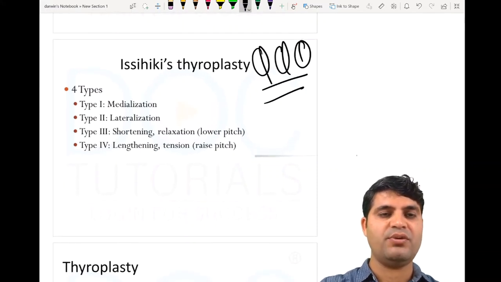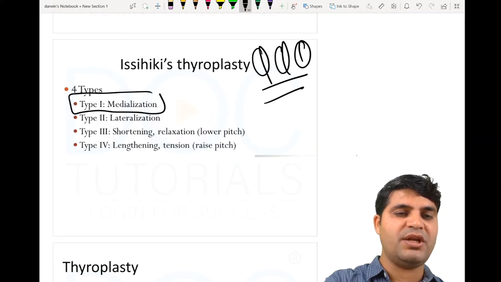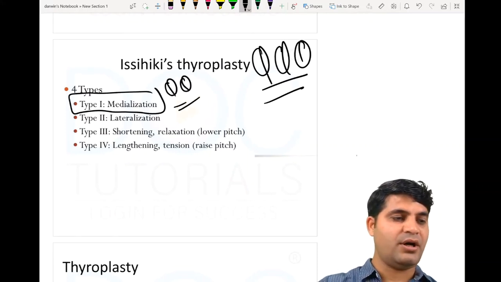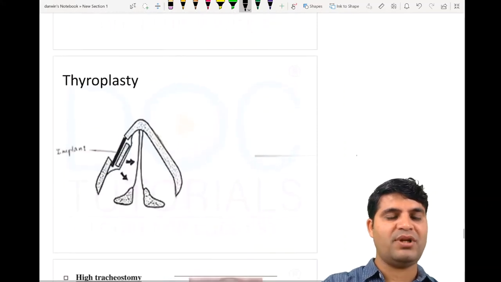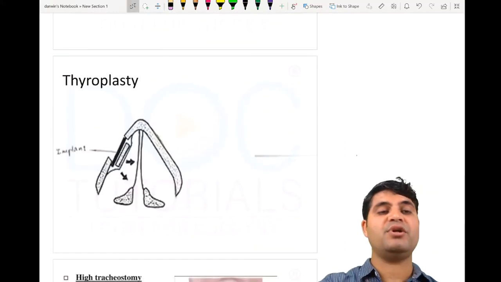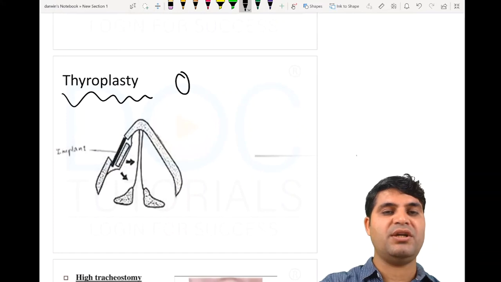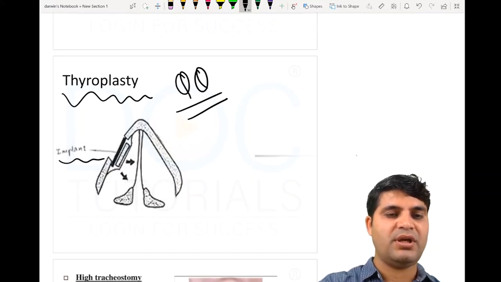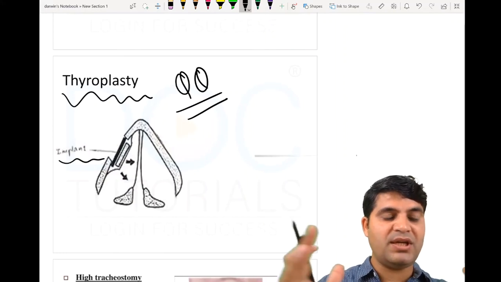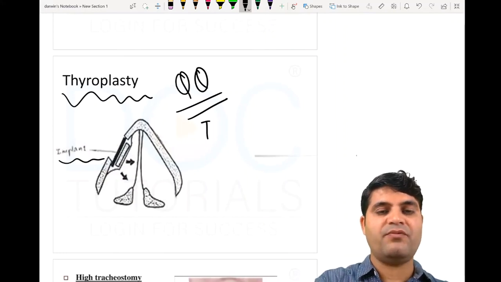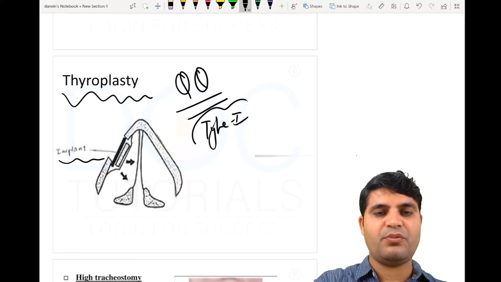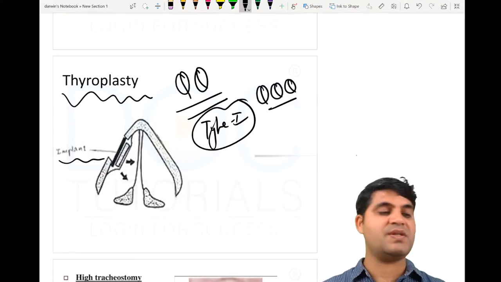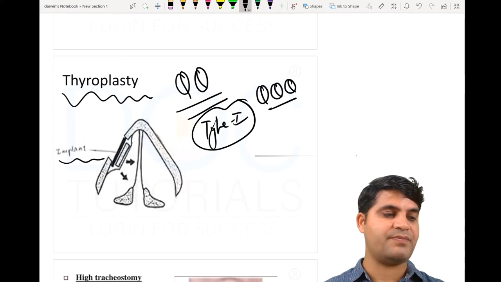Somebody can ask you, and particularly this medialization thyroplasty is important. Clear? And this question would be asked like this: which of the following thyroplasty is being done in this picture? Can you see the implant being put and the cord is pushed medially? So this is type 1. Very important question. I expect this question in your exams because these phonosurgeries are very important nowadays.